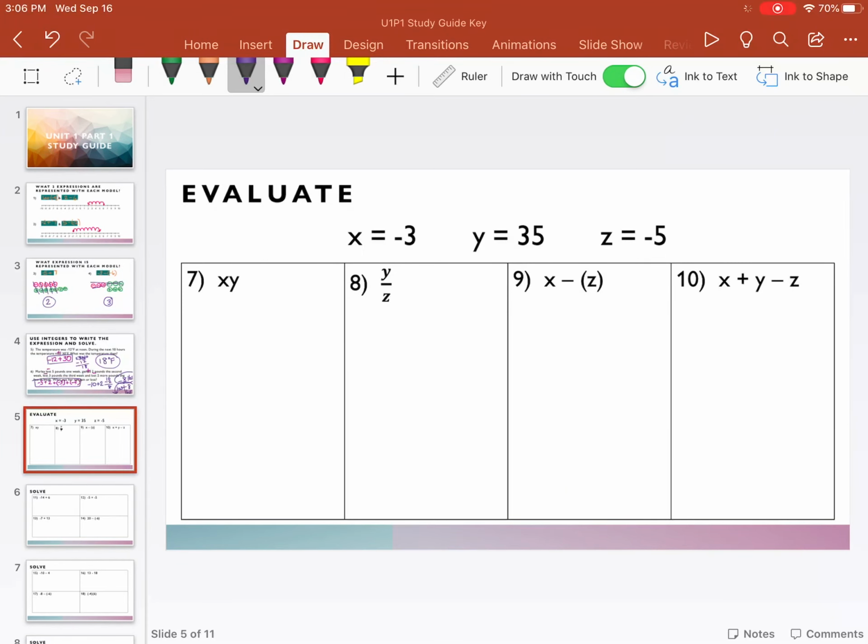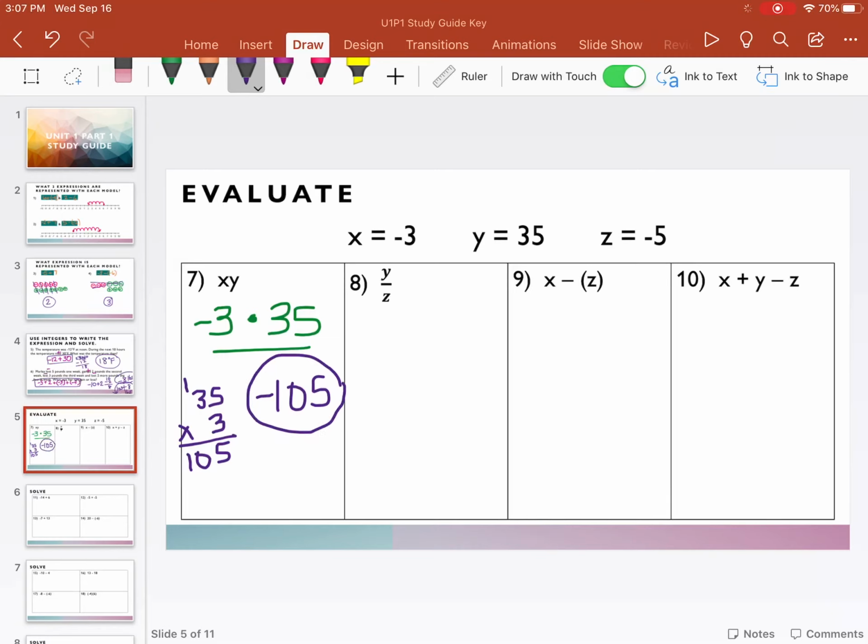Now let's do some evaluating. So remember, with evaluating, we should be substituting our numbers in for our variables. So number 7 is x, y. When it's right next to each other, that means to multiply. So x was -3 times y, which is 35. Okay, I'm going to solve that step. So 35 times 3. 3 times 5 is 15. Carry my 1. 3 times 3 is 9, plus 1 is 10. So I'm getting 105. It's a negative times a positive, which is a negative, so -105.